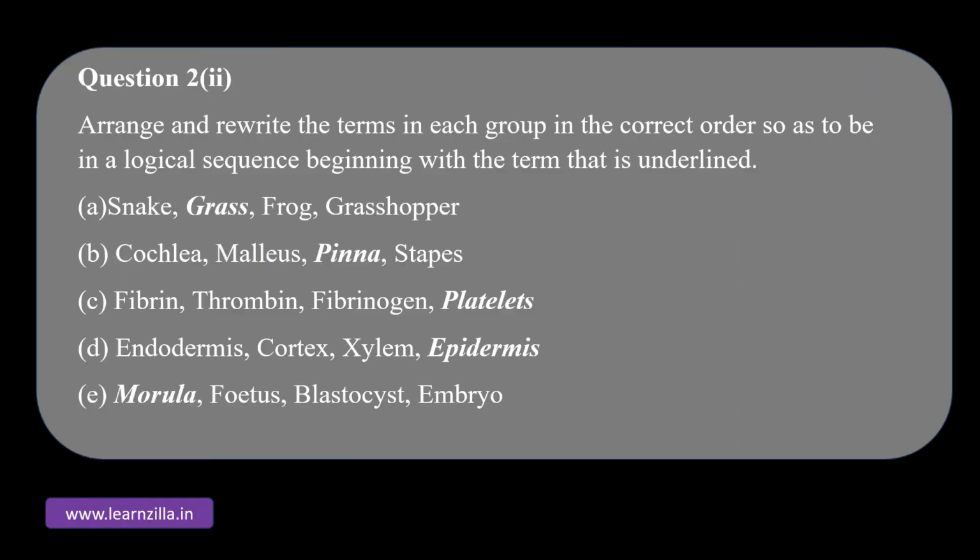Arrange and rewrite the terms in each group in the correct order so as to be in a logical sequence beginning with the term that is underlined. In this case, it is bold and italicized, right? The right answer is grass, grasshopper, frog and snake. Cochlea, malleus, pinna, stapes. The right answer is pinna, malleus, stapes and cochlea.